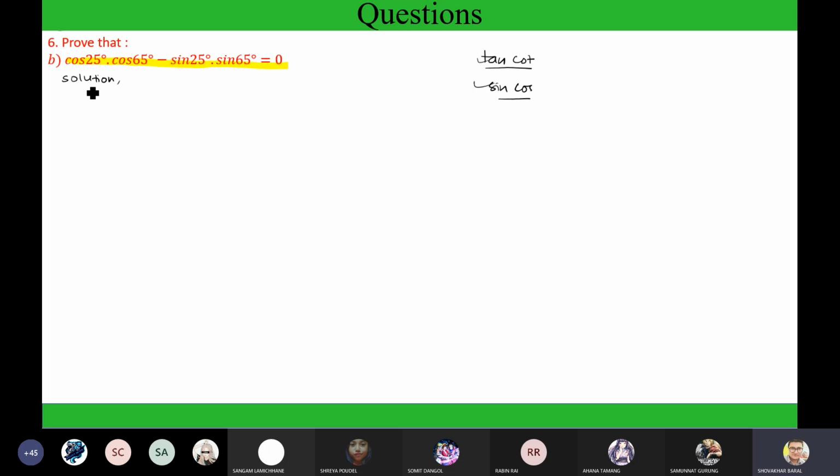Okay, let's solve this. Solution LHS: cos 25 degree times cos 65 degree minus sin 25 degree times sin 65 degree, and this is equals to, see here, as I told you earlier, there are the complementary pair. Let's use it. 25 plus 65, it is equals to 90, and 65 is equals to 90 minus 25, right?